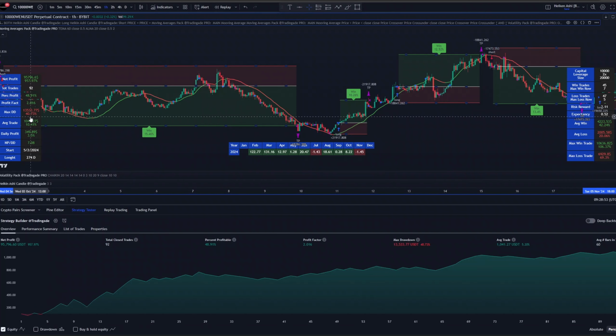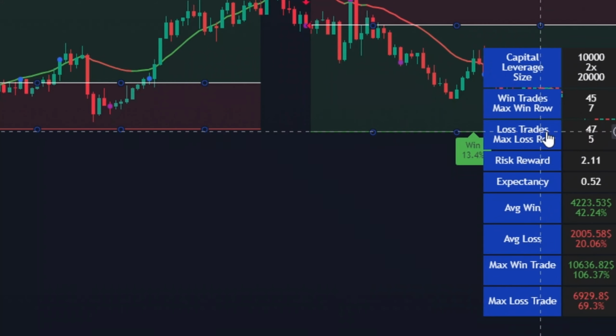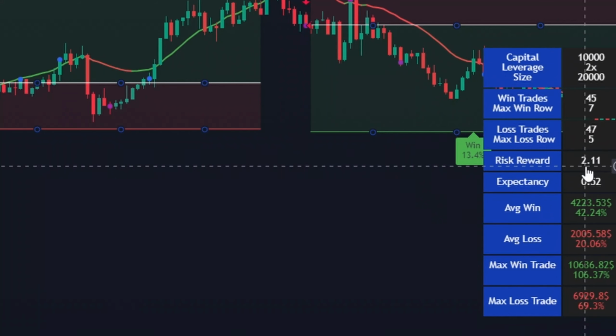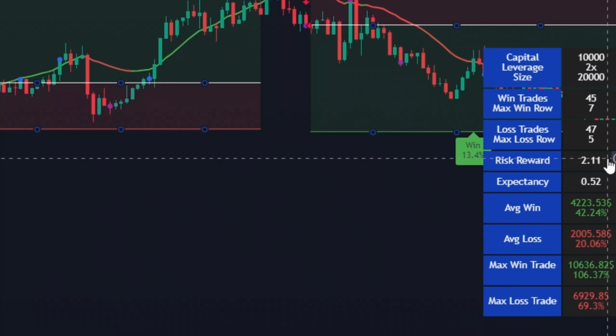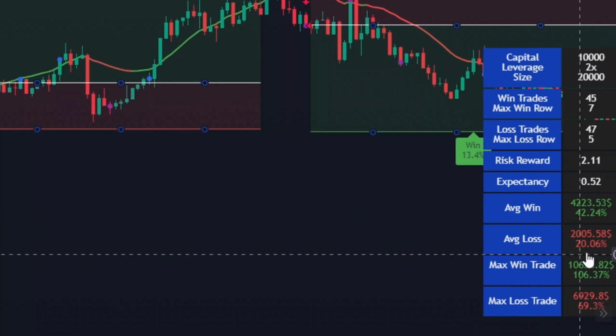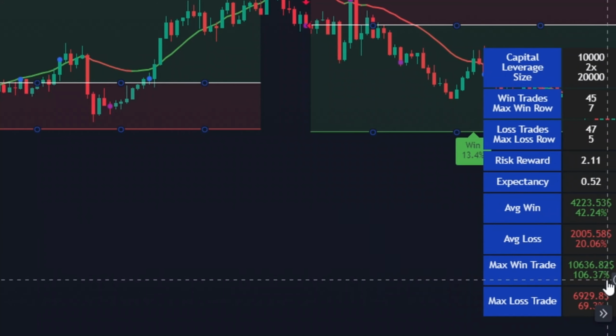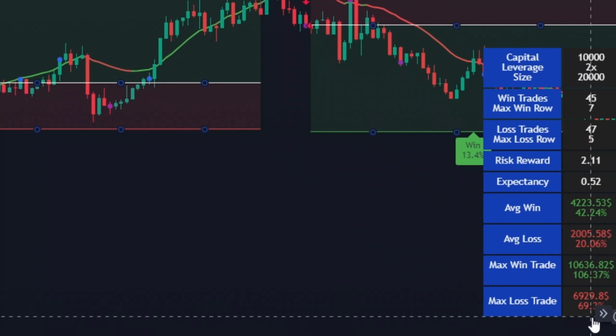Of course, this max drawdown is not the lowest that we have ever seen, but it is well compensated by this high net profit. So the higher the risk, the higher the profit that you can make. By looking at the other backtest details, we have a max win row of 7 and max loss row of 5, average risk reward of 2.11, and expectancy of 0.52, another amazing value. Average win 42.24%, average loss 20%, max win trade 106%, and max loss trade 69%, which is high as well.